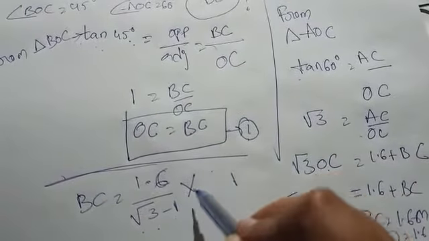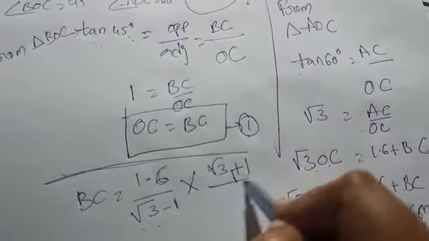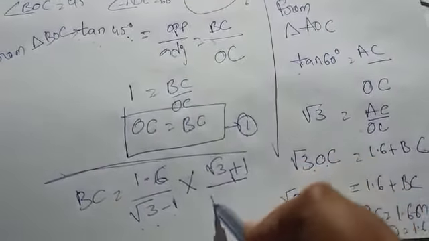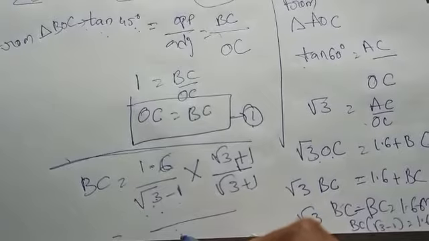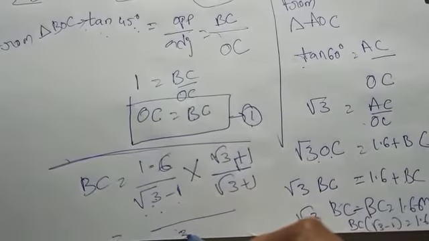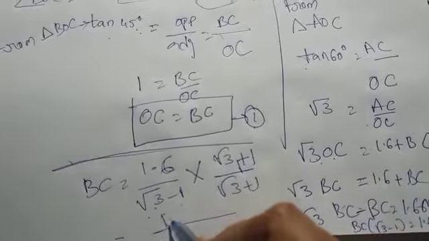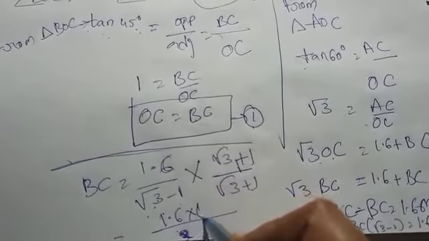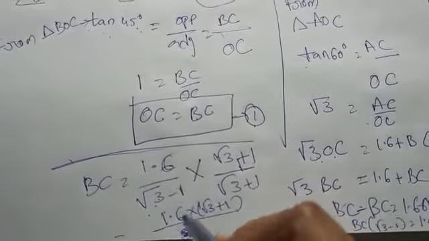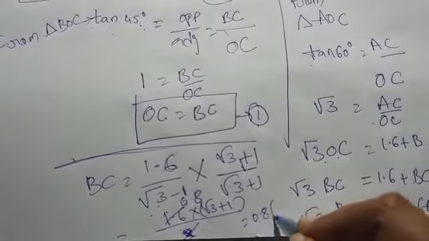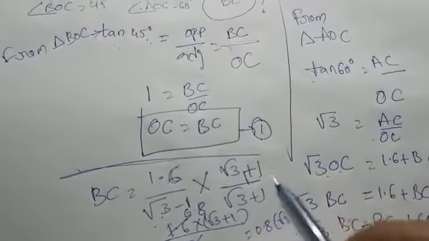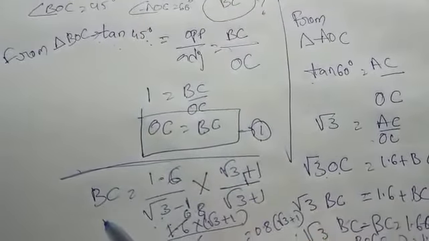Rationalize with the denominator, multiplying by root 3 plus 1 by root 3 plus 1. See, (a plus b) into (a minus b) is equal to a squared minus b squared. Root 3 whole squared is 3, minus 1, which is equal to 2. 1.6 into root 3 plus 1 over 2 is 0.8 times, which equals 0.8 into root 3 plus 1. Therefore, the height of the pedestal equals 0.8 into (root 3 plus 1) meters.